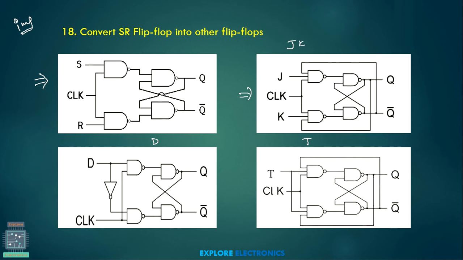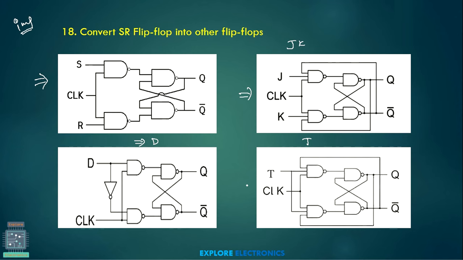Here Q bar is taken as input for the first gate. This NAND gate becomes a 3-input NAND gate now. Similarly, Q will be fed back to the gate to which we are giving K. This converts the SR flip-flop into JK. By connecting the two inputs, S and R, with a NOT gate, that makes a D flip-flop. And by using a JK flip-flop, if you connect J and K together, it becomes a T flip-flop.